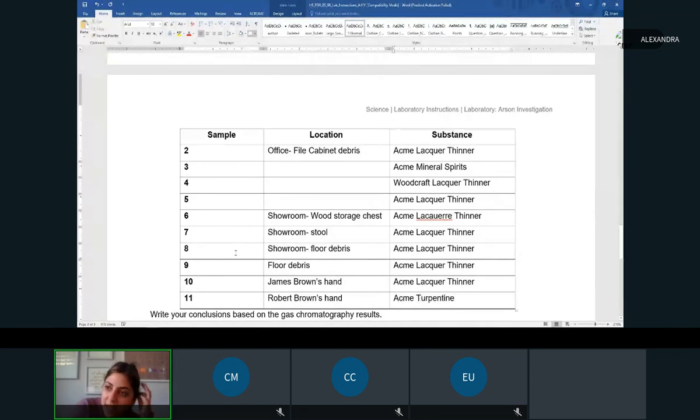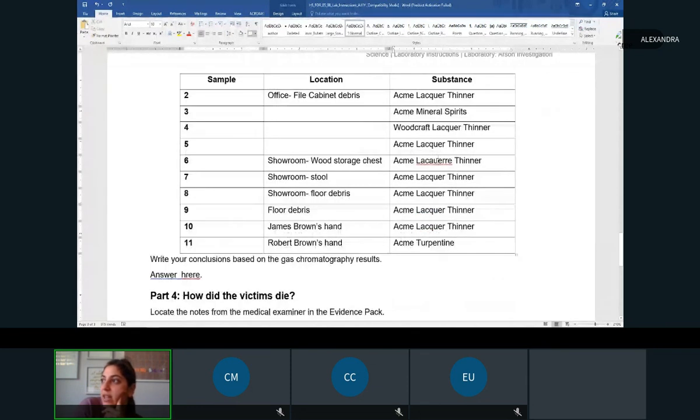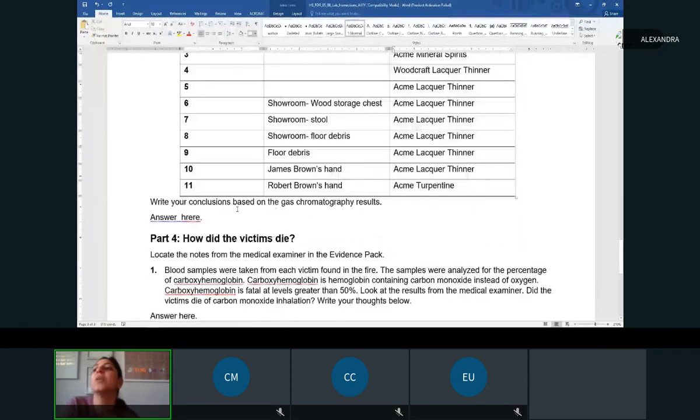Okay, and now Alina has messaged and said that she found the Acme Thinner is found 7 times, the turpentine is 2 times, and the mineral spirits and woodcraft lacquer thinner both only happen once. Good, so we're starting to see that there are some connections here, right? So let's go ahead and take a look at the conclusions based on the gas chromatography results. What are your conclusions? Good. So Alina, you started writing your conclusions. So what are our thoughts? What else are we thinking here?